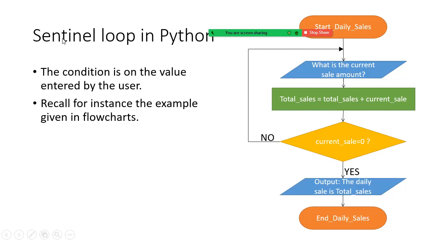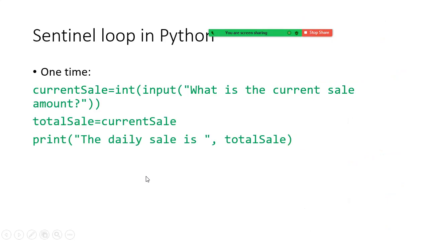This is a typical Sentinel loop. A Sentinel loop is a loop which is controlled by an input from the user. So the user is going to input an amount, which is the current sale amount. That symbol there indicates an input. The user can get out anytime they want. All they have to do is enter an amount of 0, and then this condition will become true, and we exit, because what they're saying is, while the current sale is not 0, keep doing this. And so it will become 0, and then we go out. That's a Sentinel loop.